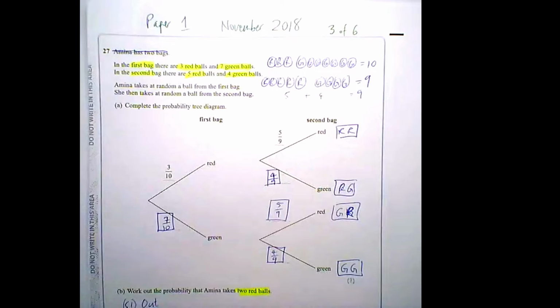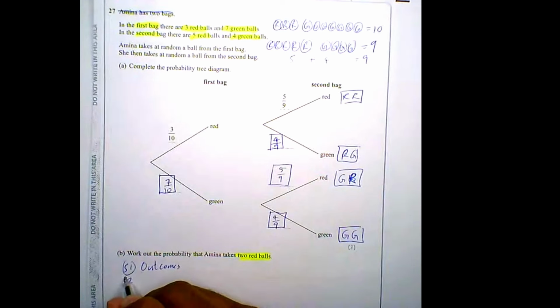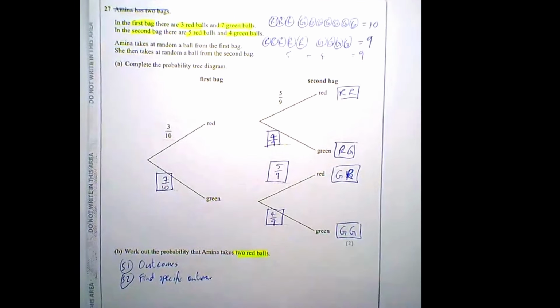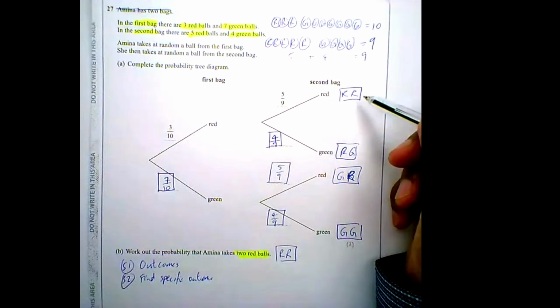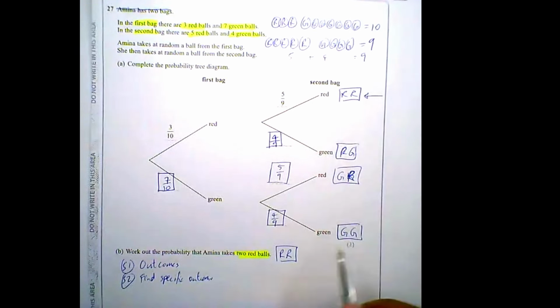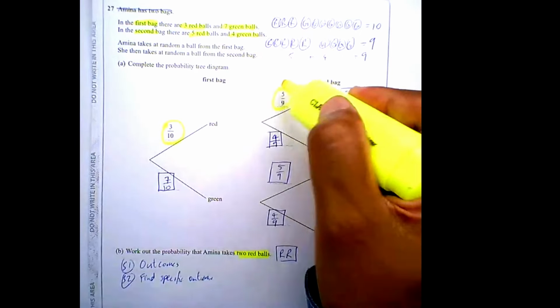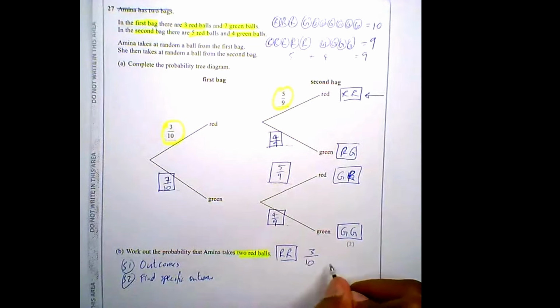And then step 2 is I find my probability outcomes. Step 2 is find a specific outcome. And you can see from the last question, I'm looking for 2 red balls. So that's RR. So RR is the first one here. And so all I'm going to be doing is using 3 out of 10, 5 out of 9. So I'm going to be multiplying them. 3 over 10 times 5 over 9.